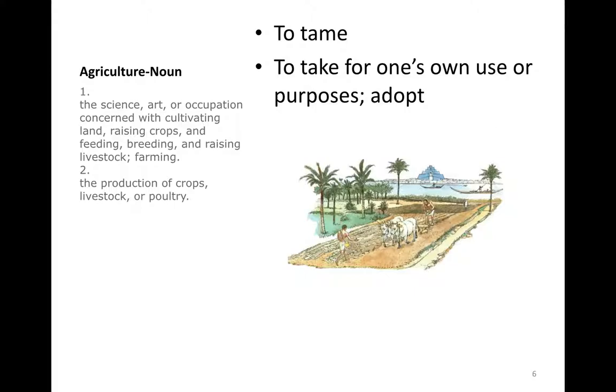Agriculture is the production of crops, livestock, or poultry, and in that picture you can see that's exactly what's happening there. Those animals have been domesticated. They are being used as tools to help those men work on that farm, to cultivate the land so that they can grow crops that they're going to need to live and then to survive. So a couple things here again. To tame, to take for one's own use or purposes, to adopt.